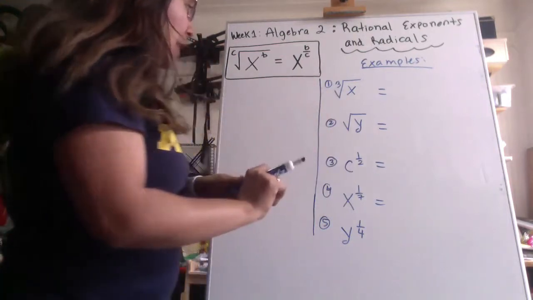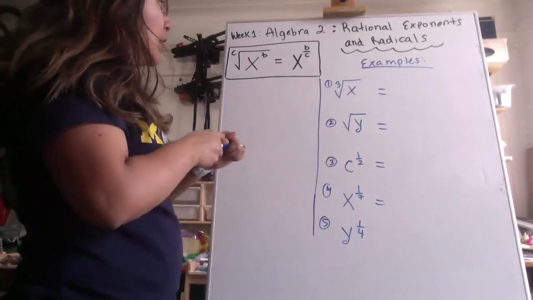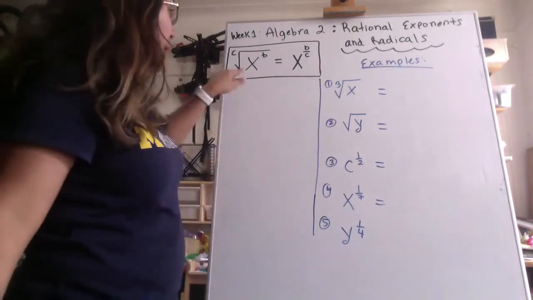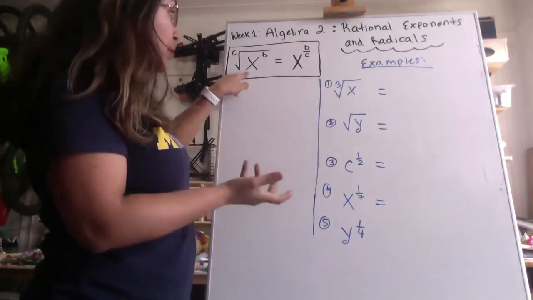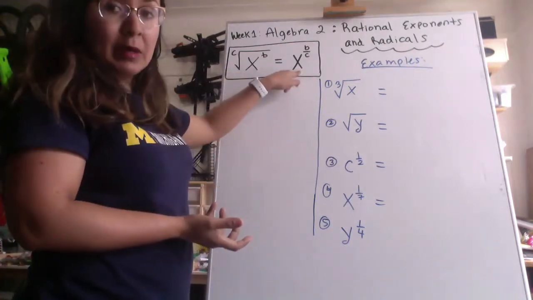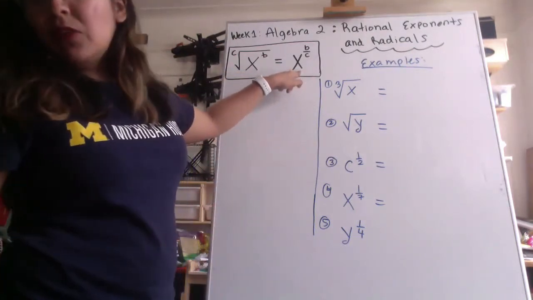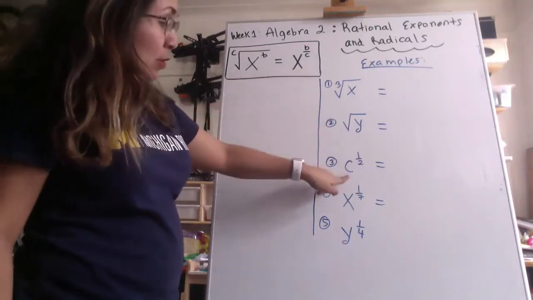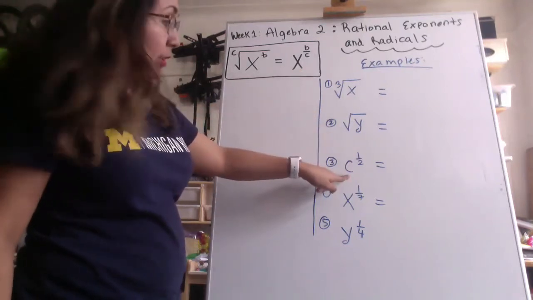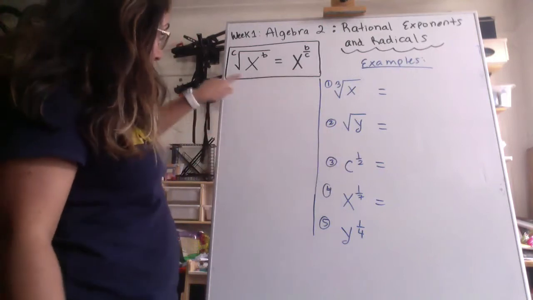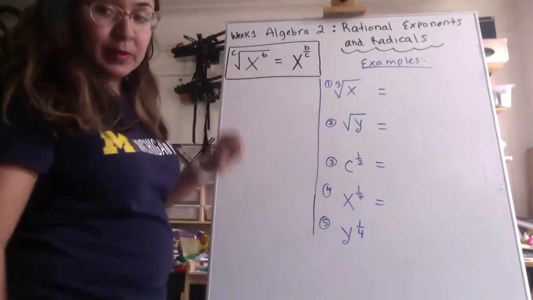First of all, I'm being asked to convert. If you're given a radical expression, use the rule to convert it to a rational exponent. If you're given a rational exponent expression, you need to use the rule to convert it to a radical.